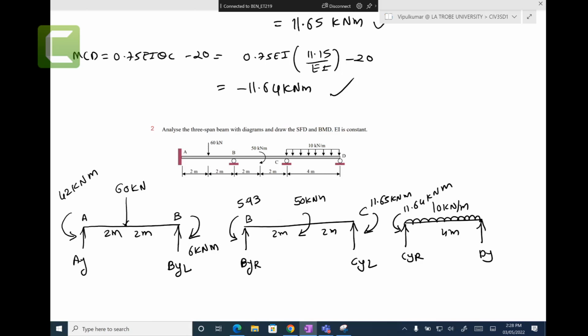Then here, how you put those values in. You have done this 25, 50 times so far now. You just take a moment at point A and find BYL, then you sum the forces in the Y direction and find AY. Just repetition. Right? So let's do that.